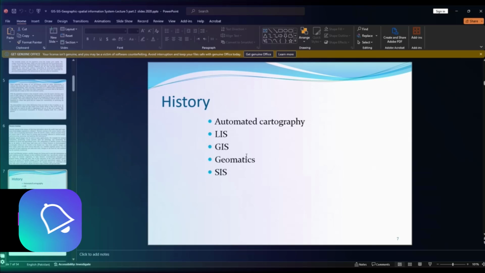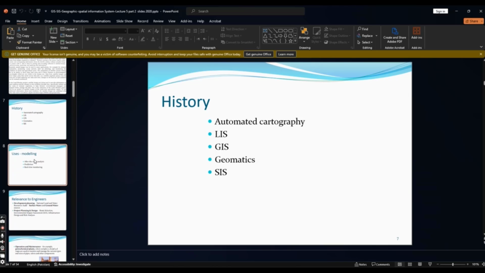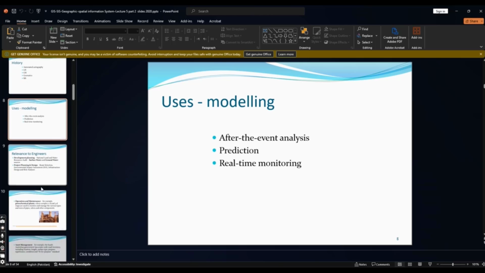As we dive into the history, we can see automated cartography. Before it was LIS, GIS, geomatics and SIS. We use it for analysis, predictions and real-time monitoring.